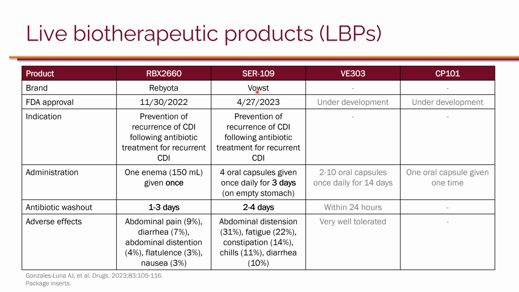Now, Vowst is an oral capsule composed of live purified Firmicutes bacterial spores derived from healthy donor stools, which were chosen based on their ability to metabolically compete with C. diff for essential nutrients and/or modulate bile acid profiles to re-establish colonization resistance. Now, Vowst does need a washout period of 2 to 4 days. While both of these have GI adverse effects, considering that these patients have C. diff, these are typically associated with the underlying condition.